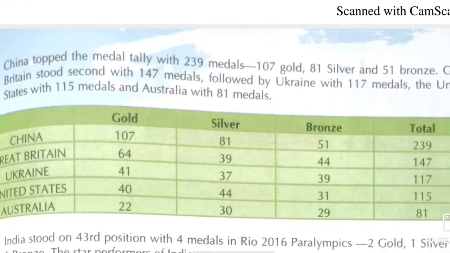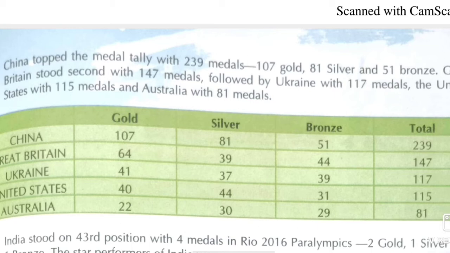Now next, number 7: China topped the medal tally with 239 medals, with 107 gold, 81 silver and 51 bronze medals. Great Britain stood second with 147 medals, followed by Ukraine with 117 medals, the United States with 115 medals, and Australia with 81 medals. So China was first, on the upper level.